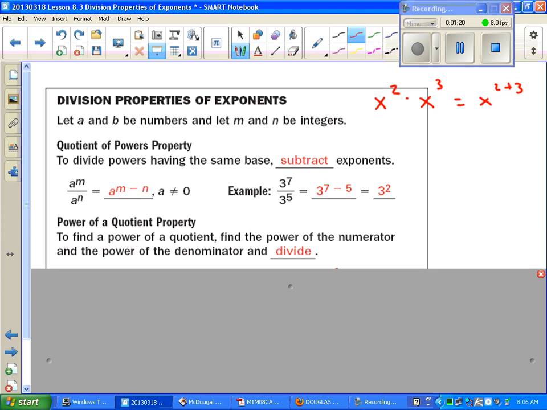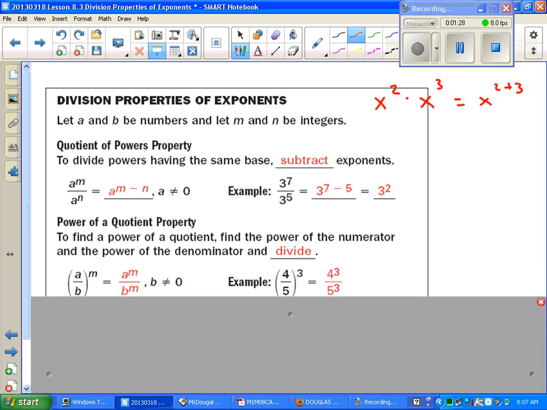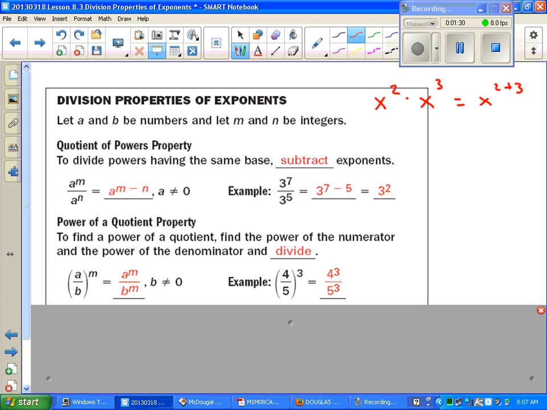The power of a quotient property, we actually did some of this last week. It says to find a power of a quotient, find the power of the numerator and the power of the denominator, and then divide. Here's an example. It says a over b, to the m. You go ahead and do what we were calling distribute, though we weren't calling it quite right. A to the m over b to the m. So if you have 4 over 5 to the third, you would do 4 to the third as your numerator and 5 to the third as your denominator.